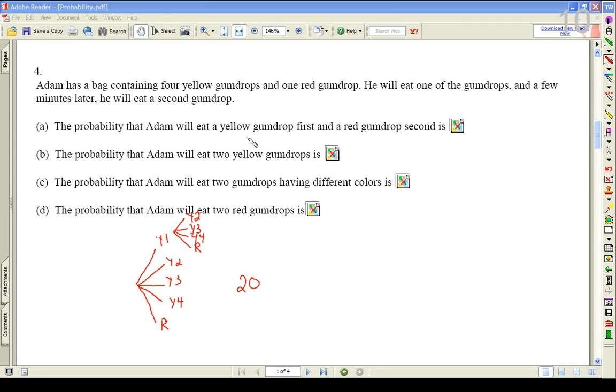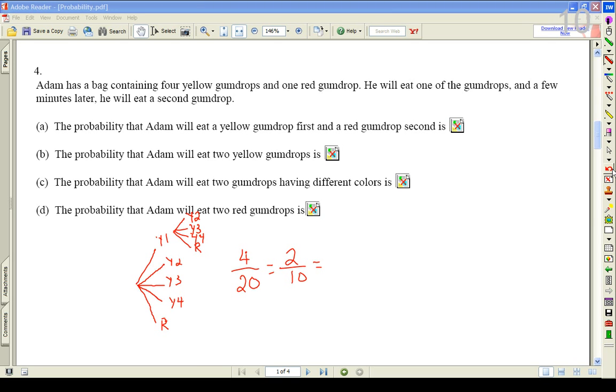All right, so the first one says the probability Adam will eat a yellow gumdrop first and a red gumdrop second is, well, it occurs once here, it'll occur once down here too, and once here, and once here. So that would be 4 out of 20. Now you could write an equivalent fraction to that, such as 2/10 or 1/5. All would be acceptable. All right, so there's letter A answered.